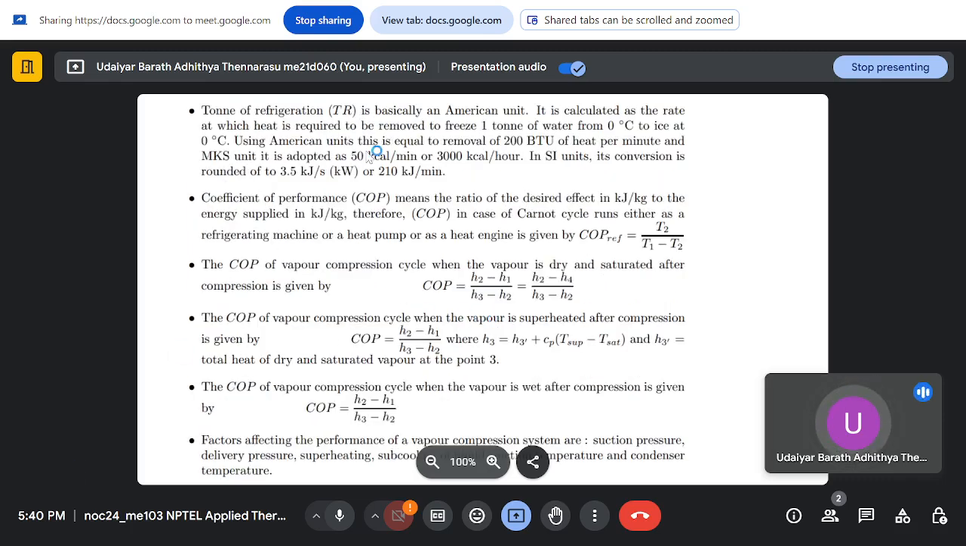So this comes out to be 3.5196 or 3.5 kilojoule per second or kilowatts, or 210 kilojoule per minute. So the ideal COP for refrigerators is the cold temperature source divided by T1 minus T2.